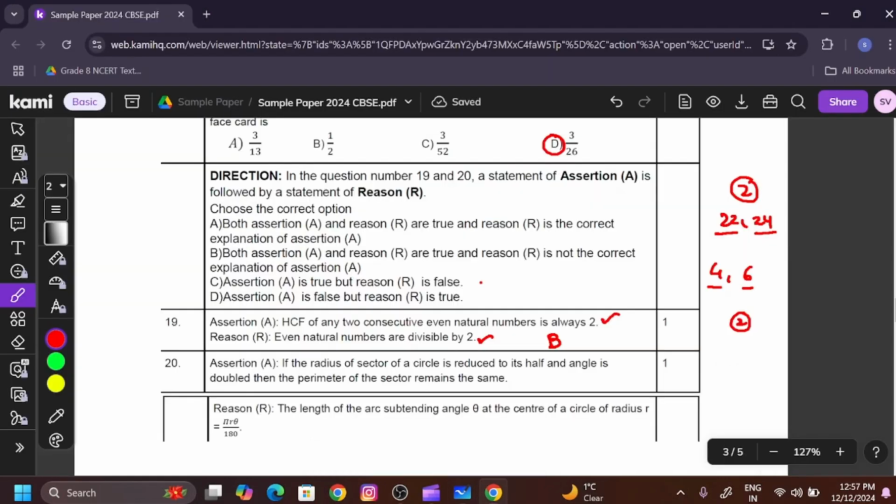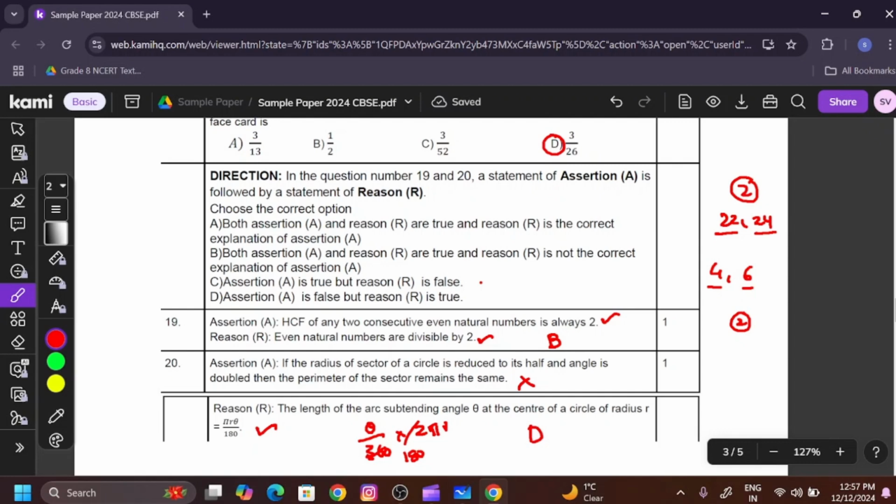This is false. Then, the length of the arc subtending angle theta at the center of a circle of radius R is pi R theta by 180. We know the length of the arc is theta by 360 into 2 pi R. So if we cancel 2 with 360 to get 180, it will be pi R theta by 180. So the reason is true. So the assertion is false but the reason is true. So this should be option D.